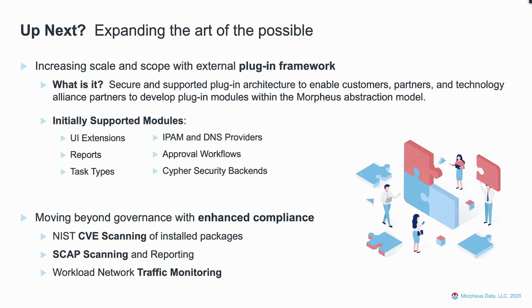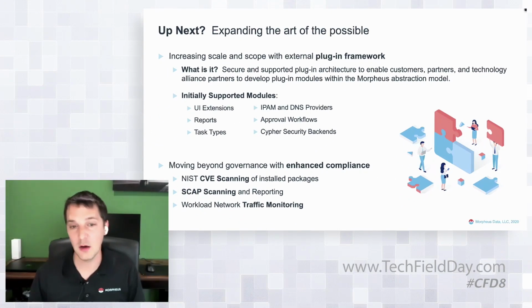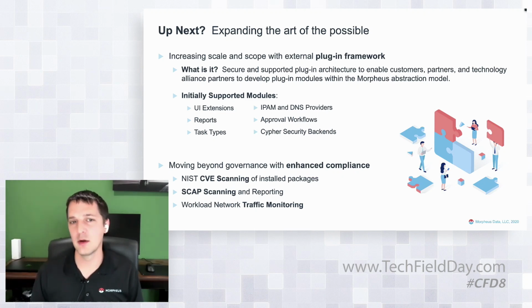Really quick, just a few other what's next with 5.0 is we've actually implemented a full plugin, external plugin framework. So you can actually write your own integrations for Morpheus now. We've had an internal one for years, and we've actually been working hard to expose that to our customers and partners. So for example, if you've got a custom IP address manager or DNS you want to use in Morpheus, you can actually code that into Morpheus and use that.